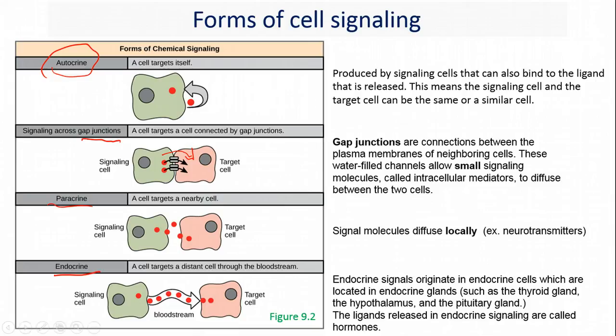The final form of cell signaling, and the one that works the furthest distance away, is called endocrine signaling. This is where a signaling cell releases a ligand into the bloodstream, which then moves throughout the body to the target cell. Endocrine cells originate in glands such as the thyroid gland, the hypothalamus, and the pituitary gland. And the ligands that they release are called hormones.